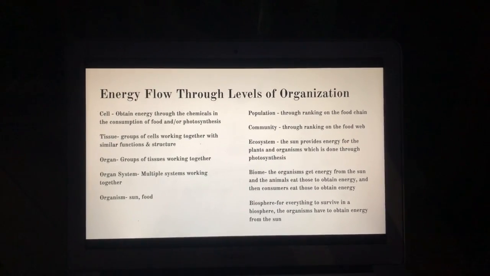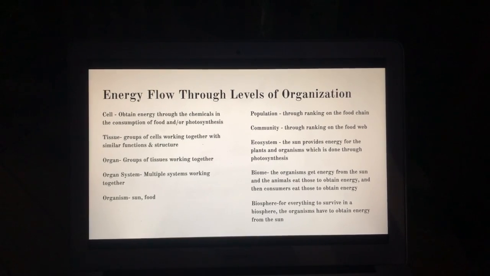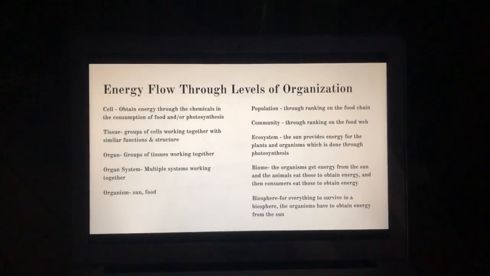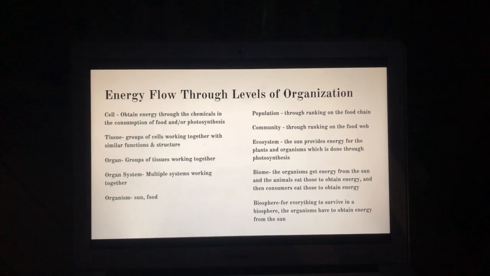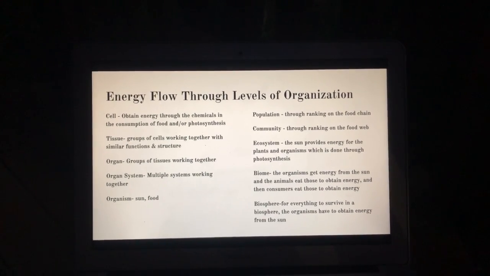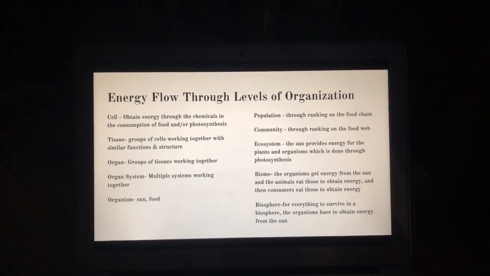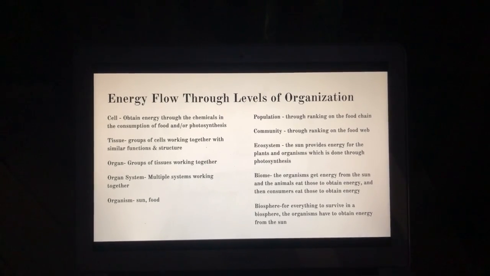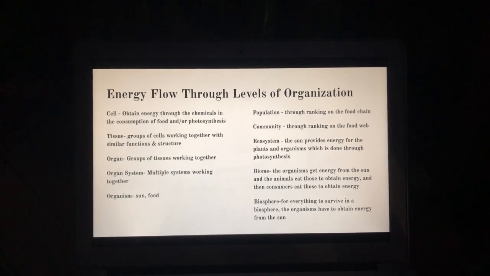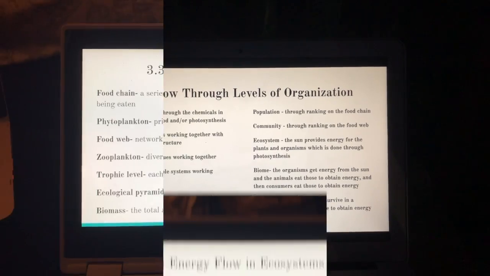Ecosystem, the sun provides energy for the plants and organisms, which is done through photosynthesis. Biome, the organisms get energy from the sun, and the animals eat those to obtain energy, and the consumers eat those to obtain energy. Biosphere, for everything to survive in a biosphere, the organisms have to obtain energy.